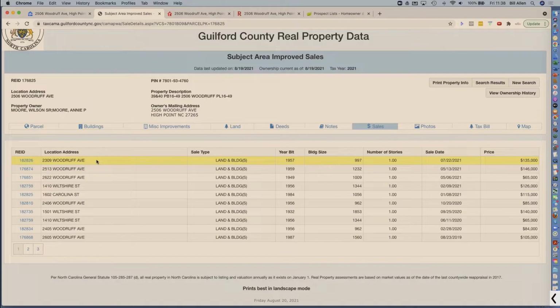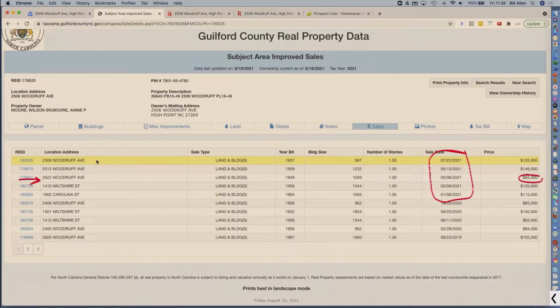Here's a house that just sold. These are houses that sold fairly recently, aren't they? Like, look at this. Look at this one right here. This is an interesting one. 2622 sold for $65,000. So I want to start looking at this. Wow, this is great information.